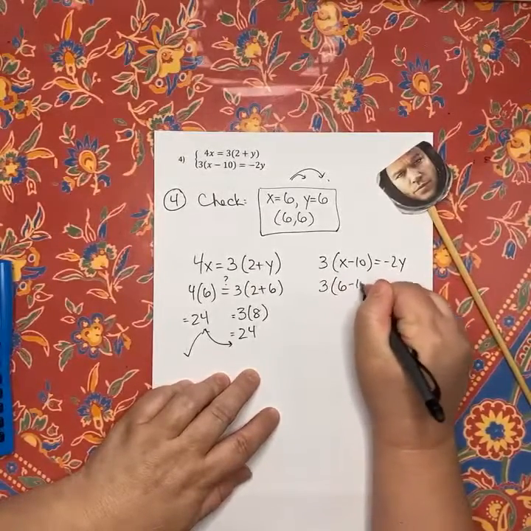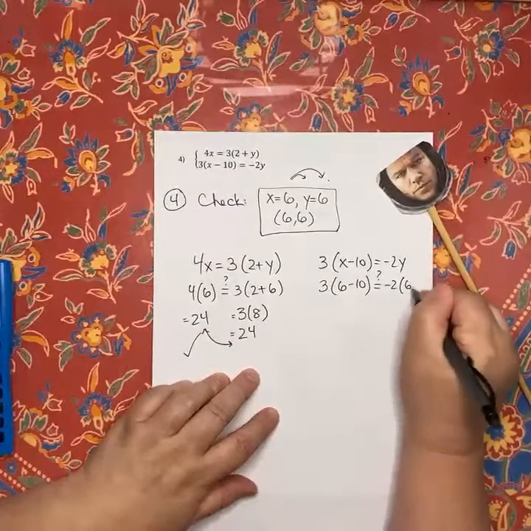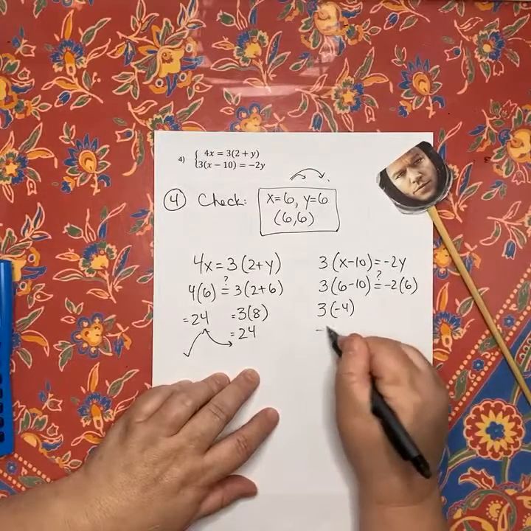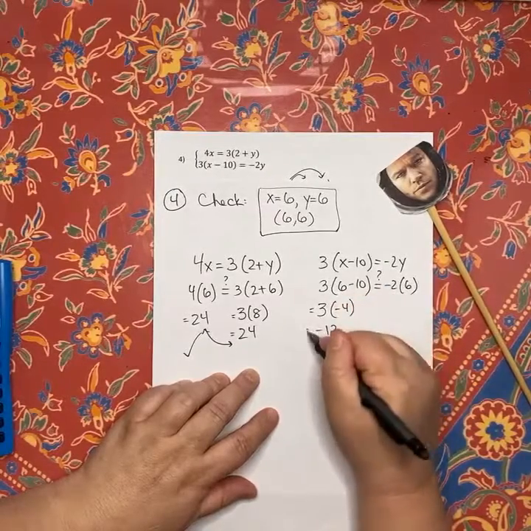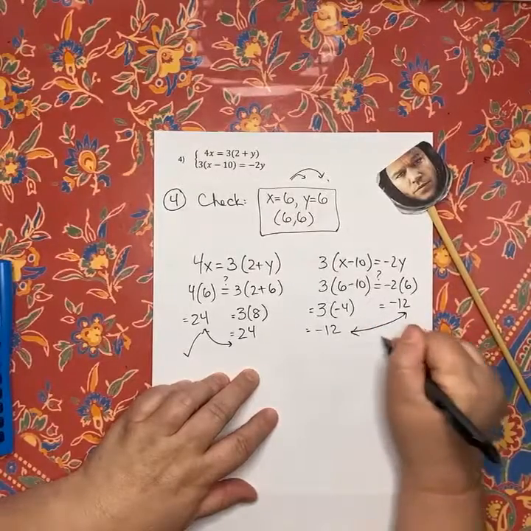I'm going to plug in the 6 over here, question mark, negative 2 times 6. So I get 3 times negative 4, which is negative 12 over here. And over here, I get negative 12. They check.